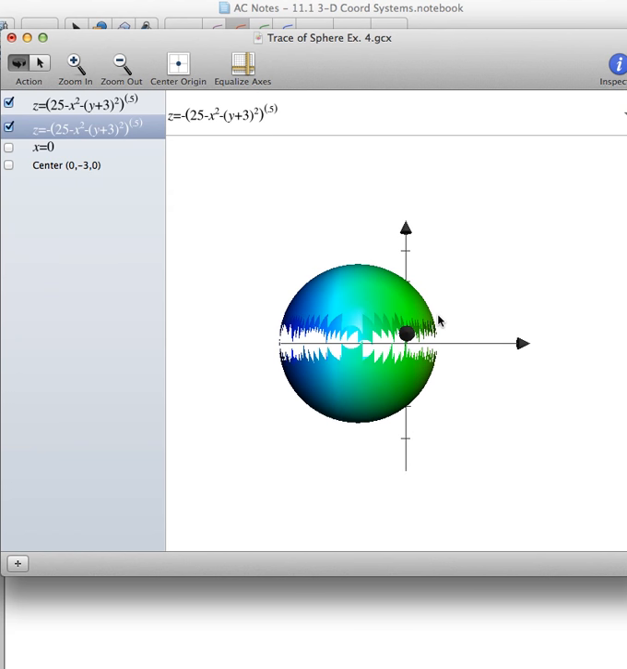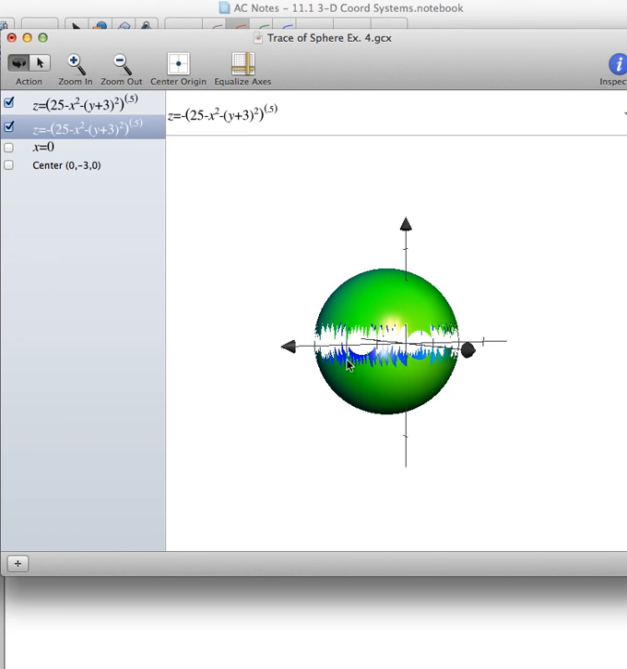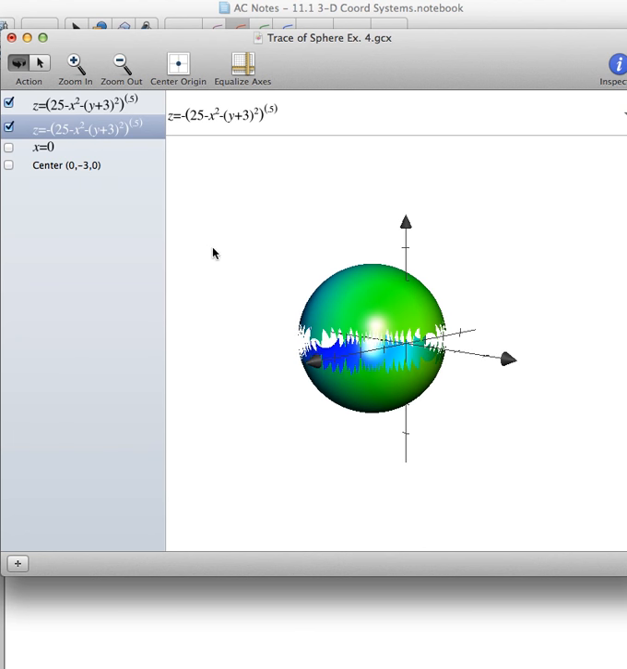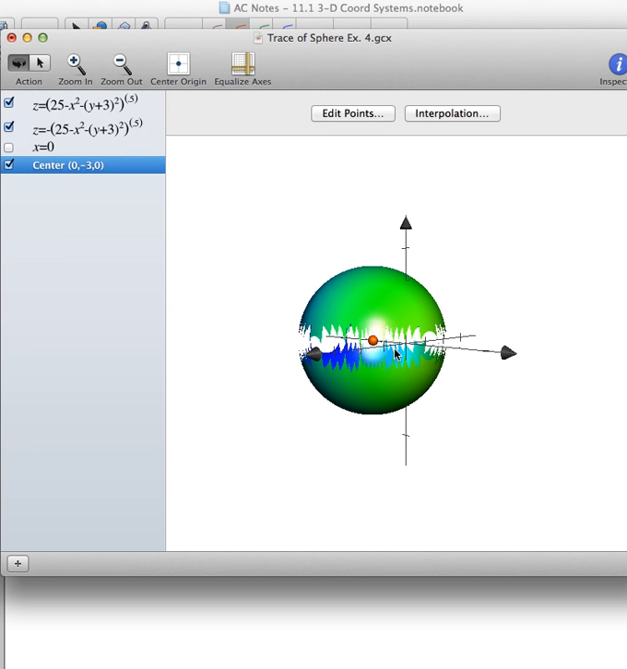The resolution isn't perfect. This sphere should be completed, but we have the x-axis, the y-axis, the z-axis, and then this is the sphere. And I'm going to go ahead and show the center. So the center is 0 in the x, negative 3 in the y, and 0 in the z. So let's put the center in. I think I said that wrong before. There's the center. And now we want to find the trace.